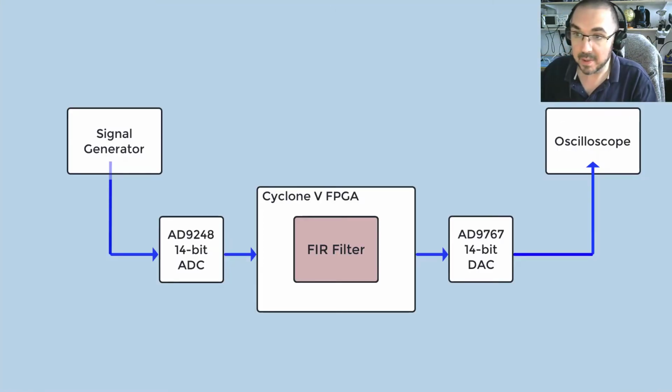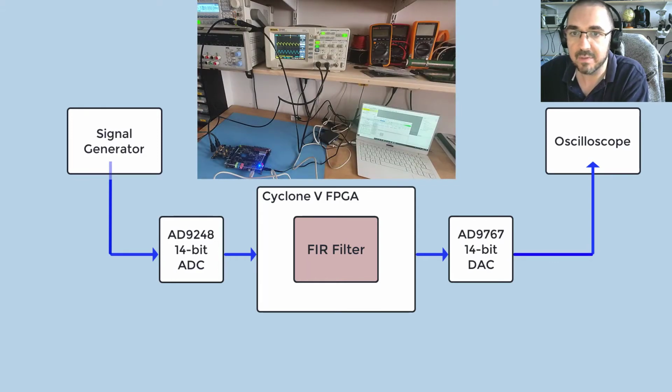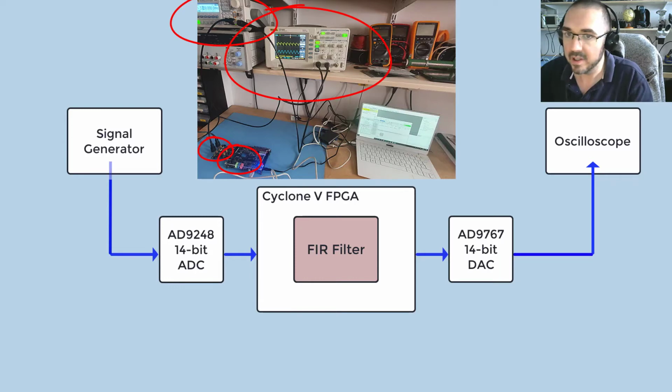But before we look at the compilation results, and this is for people still playing along at home, this is the experimental setup that I'm using today. We have a signal generator passing a signal into the A to D converter, the AD9248, which is a 14-bit A to D converter. Then we have the FPGA, and the FIR filter is implemented within the FPGA. The output signal will be turned into an analog signal using the 14-bit DAC, and then we'll have a look at that signal on the oscilloscope. What we'll also do is compare it with the original signal, so we'll also loop a signal from the signal generator into the oscilloscope. So this is the experimental setup.